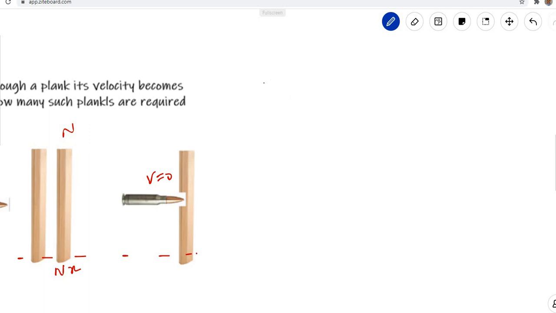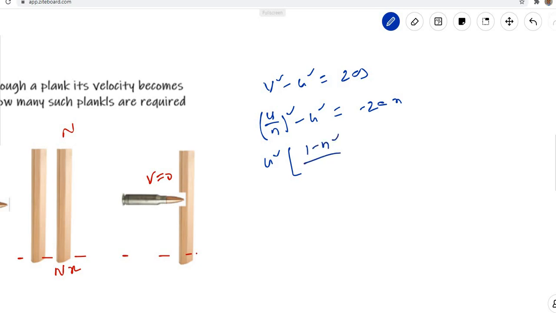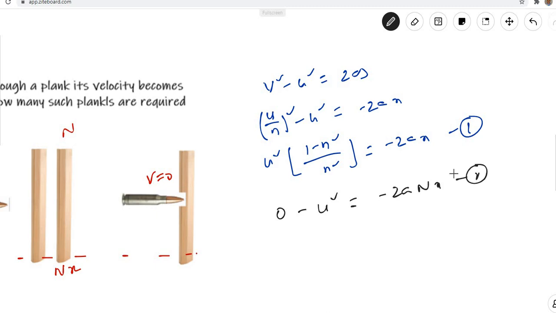When we apply this equation, v square minus u square is equal to 2ax for the first plank. After the first plank, the velocity is u by n whole square minus u square is equal to minus 2ax. So let's take u square common. It becomes u square into 1 minus n square by n square is equal to minus 2ax, equation 1. Very simple problem. If you understand the previous problem, this is very simple. Now I apply the same equation for the first and the last plank. So final velocity is 0, initial velocity u: minus u square is equal to minus 2a into nx. Let us take this as equation 2.